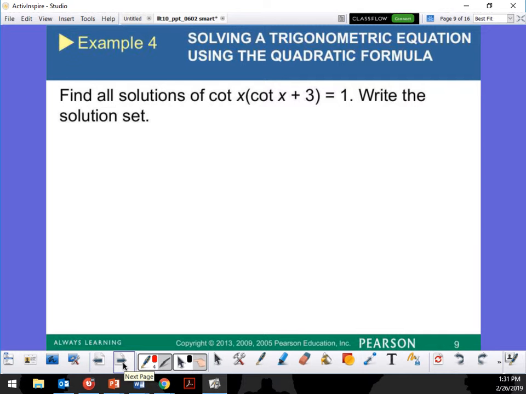Find all solutions of this. Now, first thing I have to do, let's go back to what I said. Can I do this problem as is? No. That's a good guess, it's 50-50 on that one, right? It has to be equal to 0, right?